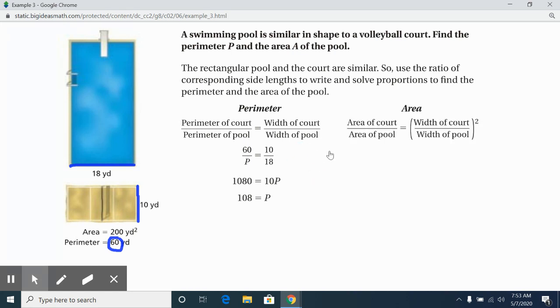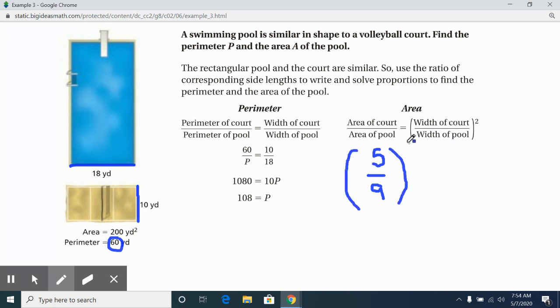All right, now let's look at the area. I'm going to do the same thing with area. Remember, same fraction. I'm going to make my fraction back into my simplified fraction, which was 5/9. But since I'm finding the area now, we have to take the width of the court and the width of the pool and square that.